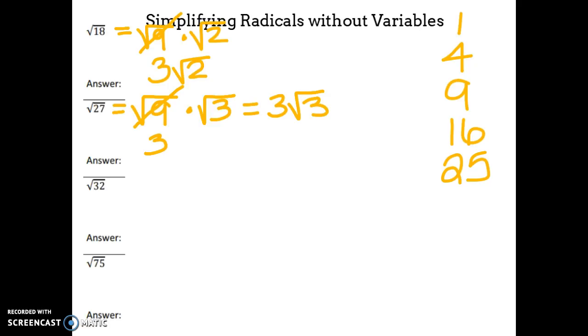What perfect square goes into 32? Did you guess 16? The square root of 16 times the square root of 2 will give you 32. The square root of 16 is 4. So your answer is 4 square root of 2.